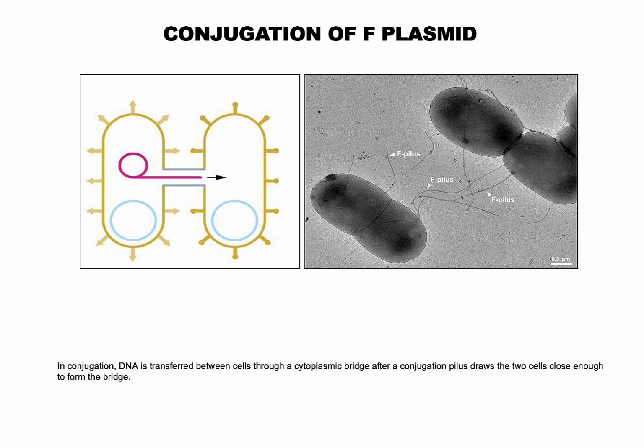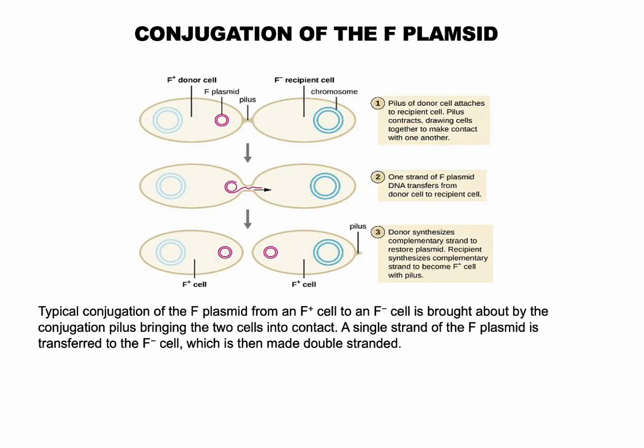The genes present on the F plasmid encode the proteins that make up the F pilus, as well as those that participate in rolling circle replication of the plasmid. Cells that contain the F plasmid and can produce an F pilus are termed F plus or donor cells, while those that do not possess the F plasmid are classified as F minus or recipient cells.